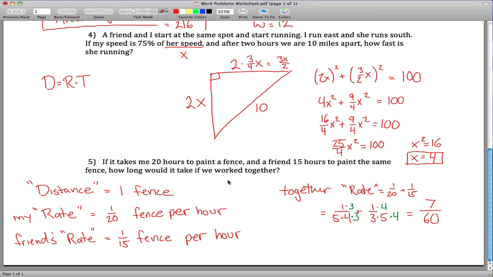So if that's our rate, we want to know how long it will take to paint one fence. It's like distance equals rate times time, but we want to know what time is. If we divide both sides by r, we get time is distance divided by rate. So our distance is just one fence, so our answer will be 1 divided by 7/60ths. We know how to divide fractions, right? You flip this one upside down, you get 60 over 7, times 1, so you just leave it as 60 over 7. So if we work together, it would take us this long. What's that, a little over 8 hours? 8 and 4/7, I think, is what that reduces to.